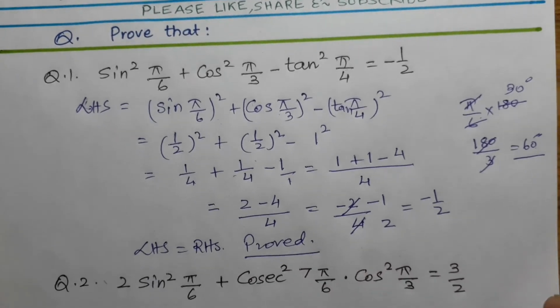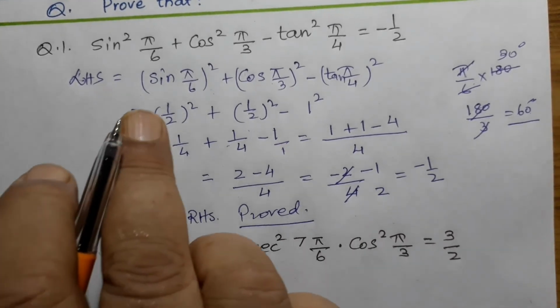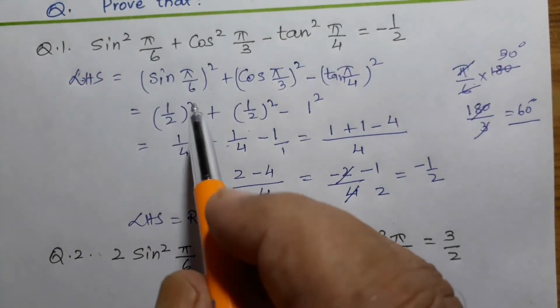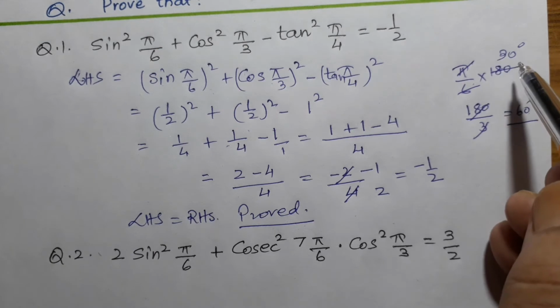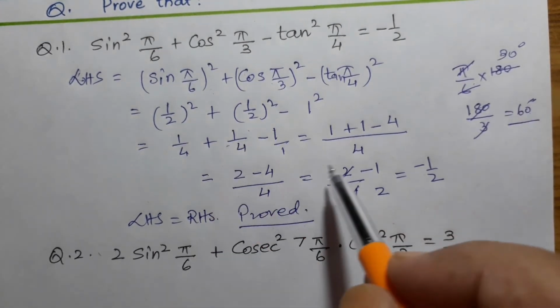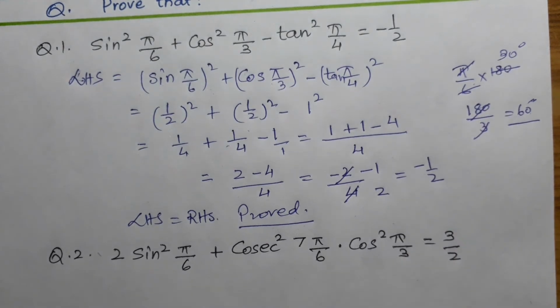Right? It is an easy question, only you should know the value of different angles in context of pi, or directly like 30 degree, sine 30 degree, cos 60 degree, this value you must know. Only then we can solve this. Okay.